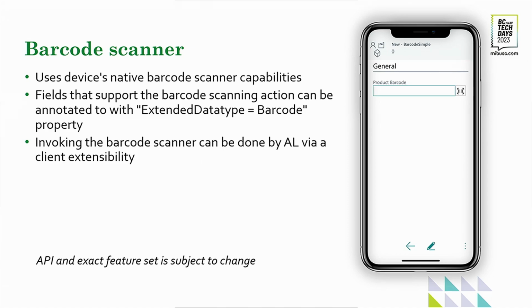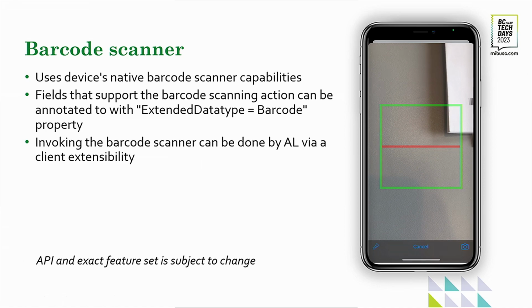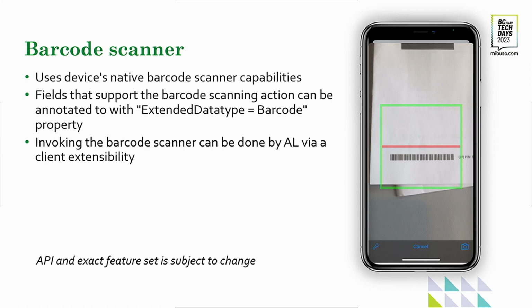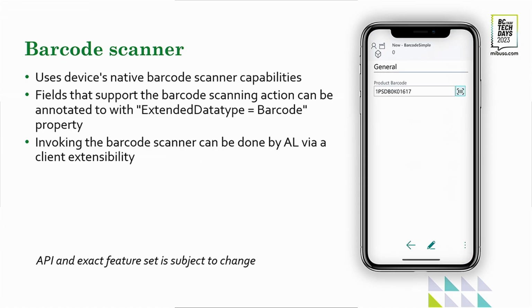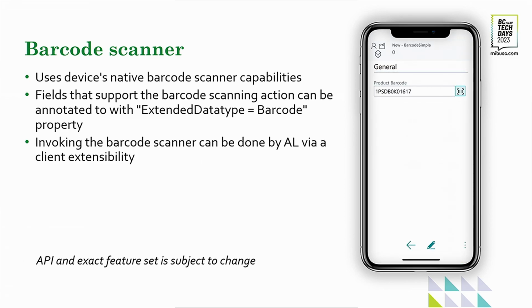So now we see a new action next to the field, which is similar to drill down and assist edit. But when you click on it, the camera is invoked, and now you see a different canvas in the middle, which you can point to a barcode, and it scans the barcode, parses it, and inputs it to the field. So let's see that one more time, how fast and snappy it is. So you go, you click. If you point directly at a barcode, it's as easy as that.